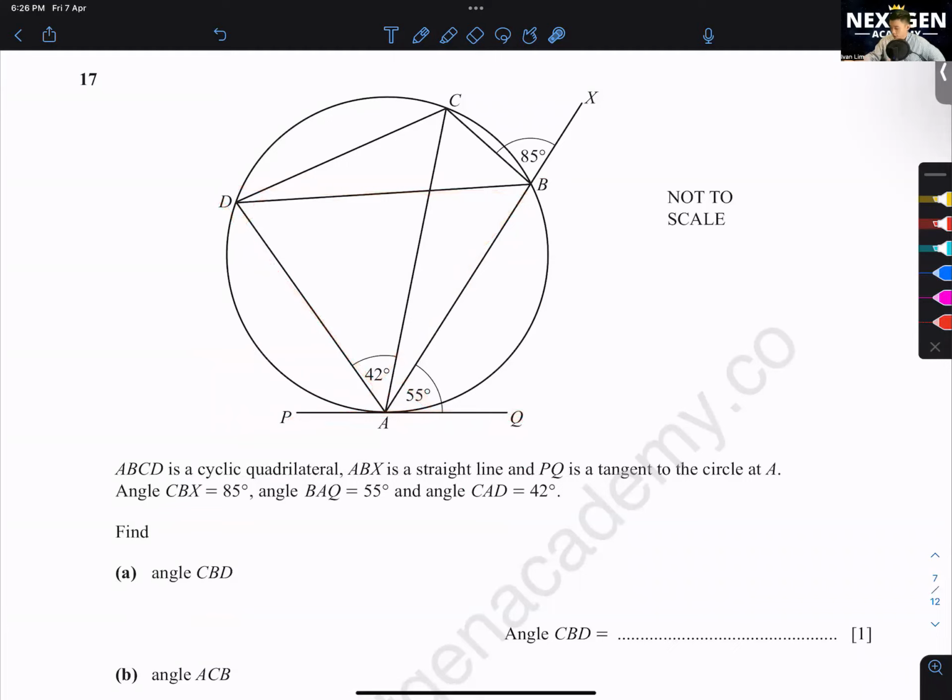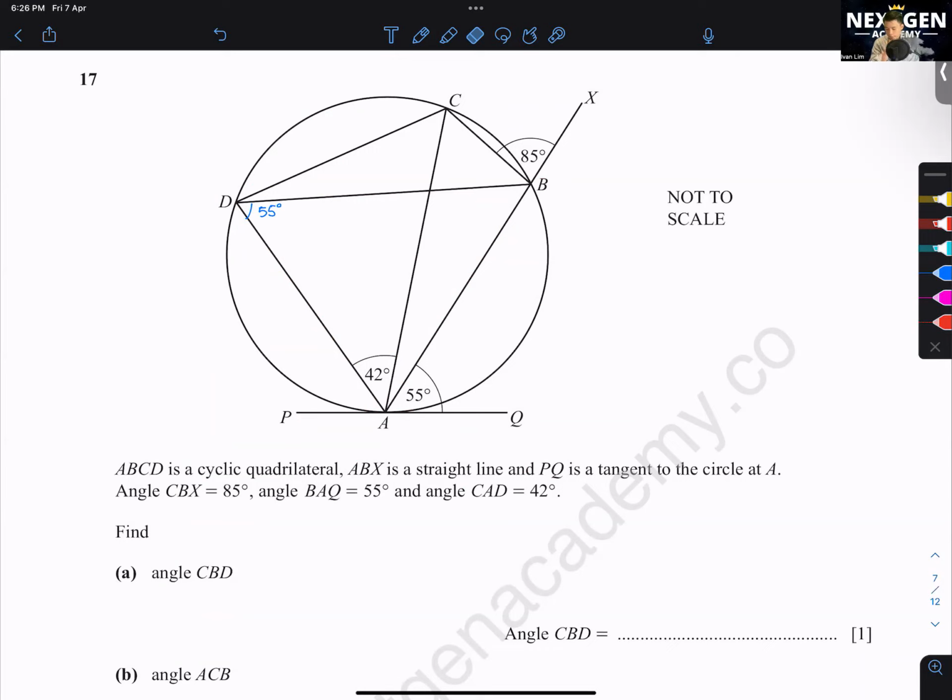So you can write down first whatever information that you have. This one is 55 degrees because of the alternate segment theorem. I don't know which one I want to find first as well, and sometimes you might use different angles and different theorems to find it. It doesn't matter, it just depends on how you look at it.